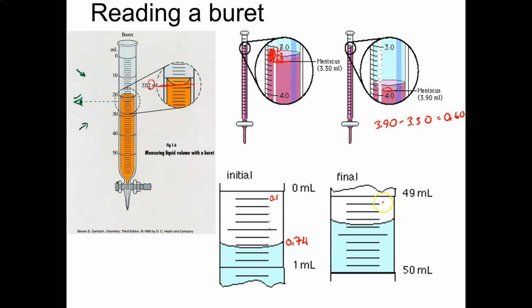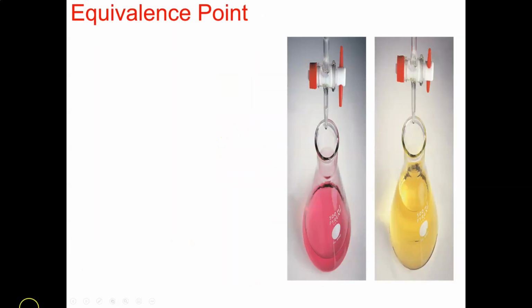For this one, we have 49.3, and it's before the 0.4 line, right? So maybe 49.35. So what's the volume I actually added? 49.35 minus 0.74. That's the actual volume that you add, and that's the one you're interested in. So just be aware of that.